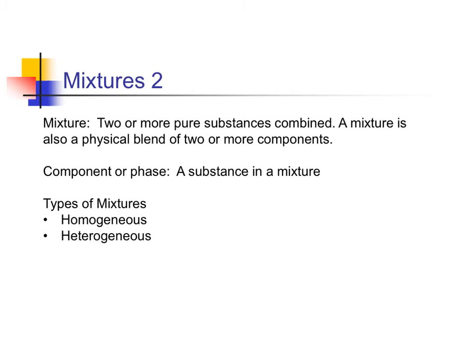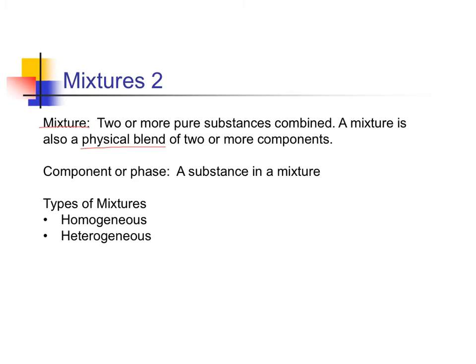Now, sometimes we have to identify the type of matter that we're dealing with, such as a mixture. Now, there are two types of mixtures that we deal with, but first off, we need to understand what a mixture is, and that's two or more pure substances that are combined. It is a physical blend.